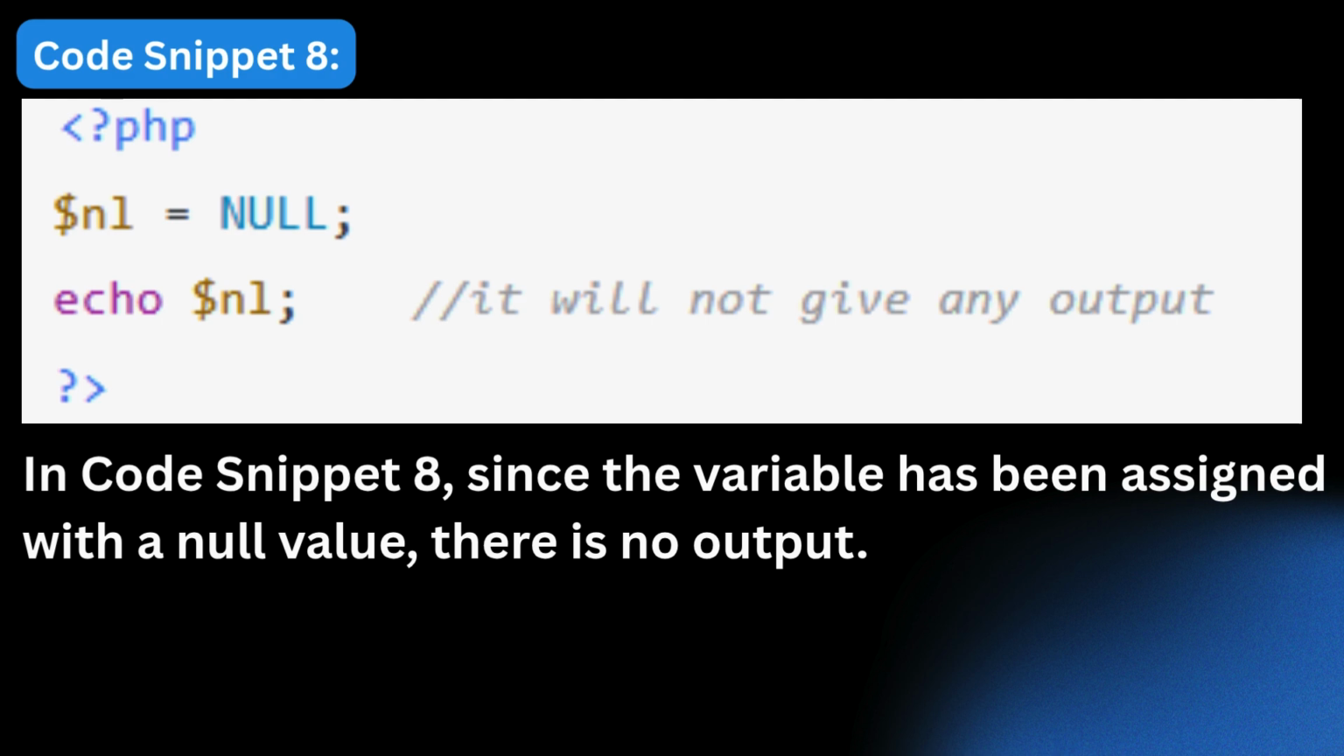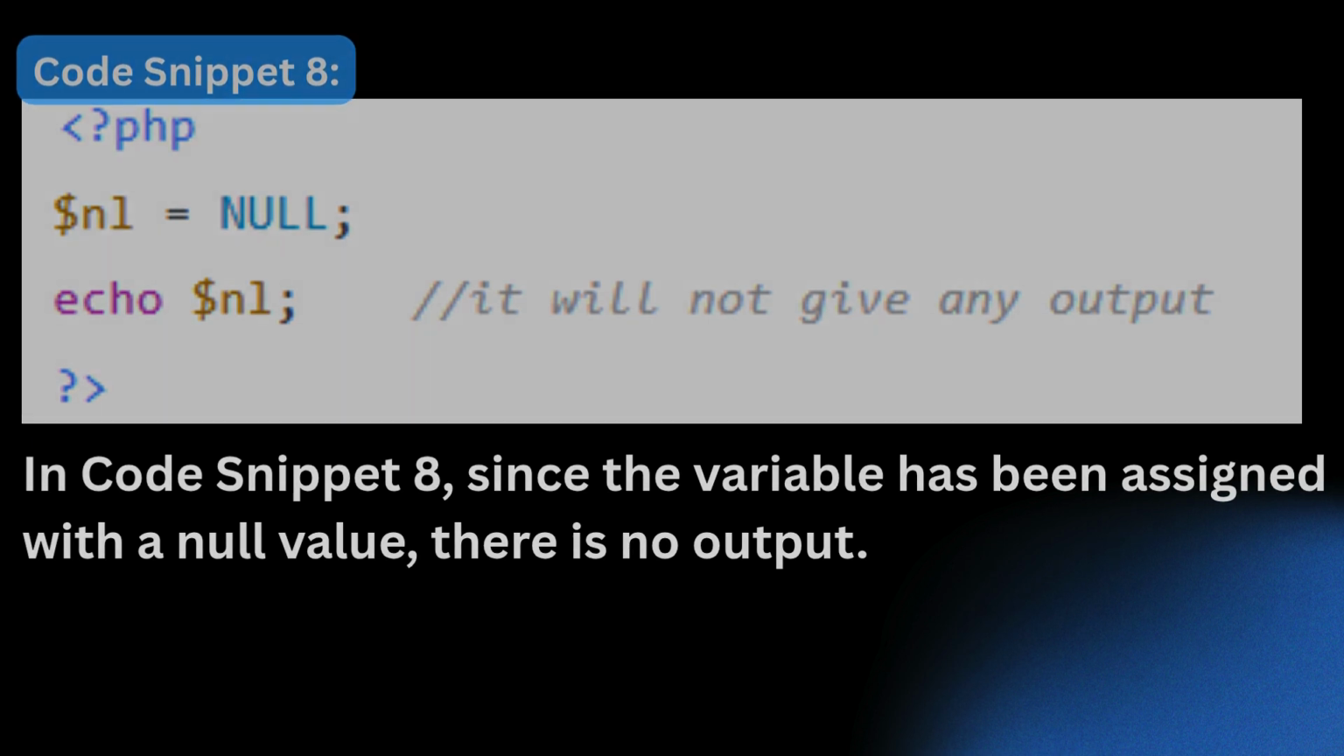For instance, imagine you're writing a program that connects to a database. At the start, you might set the connection variable to null because there's no active connection yet. Once the program successfully connects, that variable can then be updated to hold the connection details. This is a common real-world use of NULL, to define the state of a variable before it actually stores any real data. In code snippet 8, PHP creates a variable $nl, assigns it the null value, and then when echo tries to print it, nothing appears on the screen because the variable holds no actual content. This perfectly demonstrates how null in PHP represents the complete absence of value while still keeping the variable itself active and ready for use.